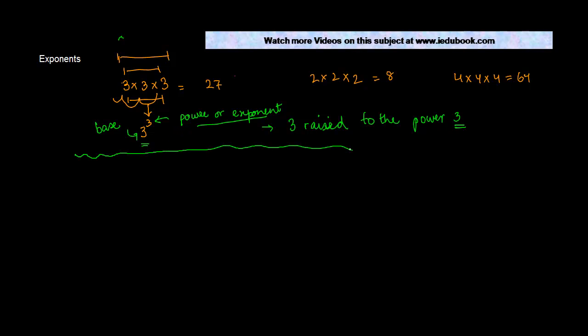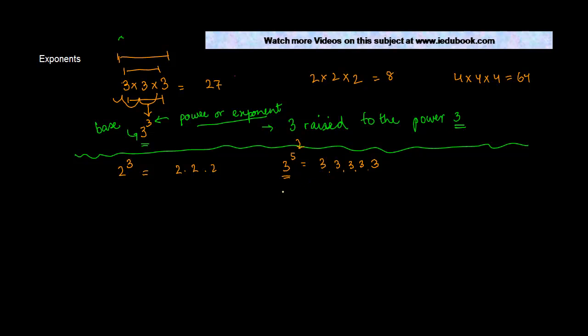Now there are certain rules through which these exponents work. The first rule is that if you write 2 to the power 3, this basically means 2 into 2 into 2. Or 3 to the power 5 means 3 into 3 into 3 into 3 into 3. So whatever the power is, the number has to be multiplied by itself that many times.